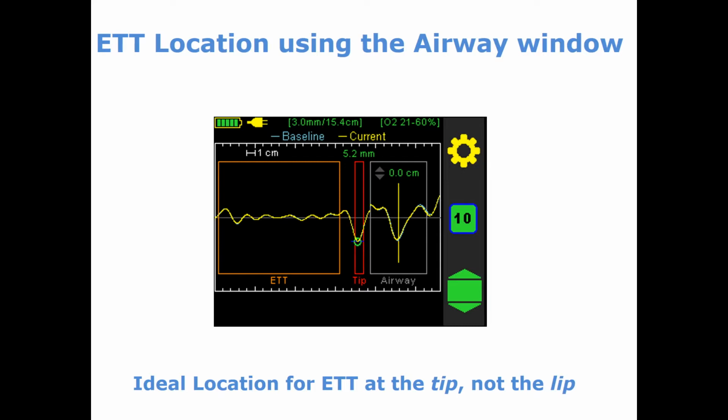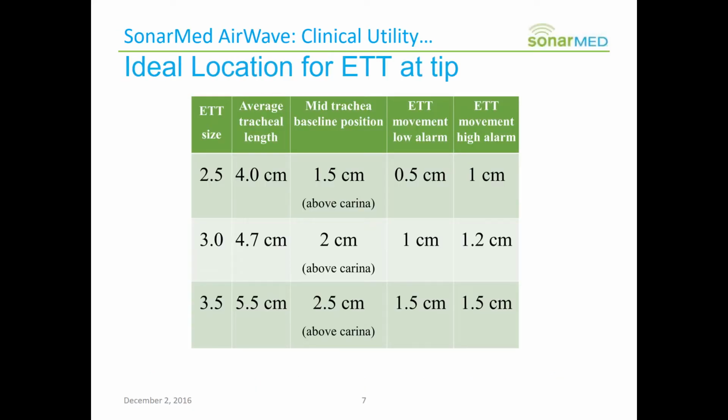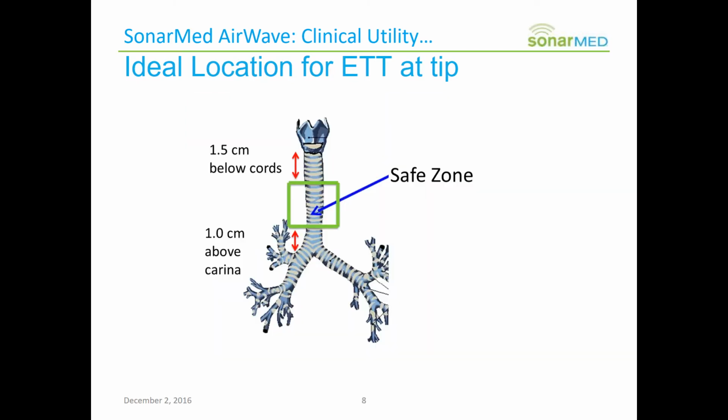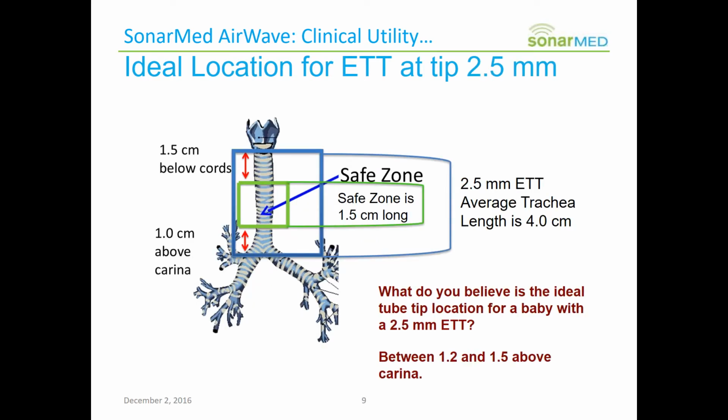So how do we know what an ideal position is? Again, we're going to use our average tracheal lengths to discuss what is ideal. Where do I want the tip of my endotracheal tube? And let's start with what we call the safe zone. Literature will say that the tip of the endotracheal tube really needs to be at least 1 centimeter above the carina and 1.5 centimeters below the cords. That gives us a safe zone. But the safe zone is going to be a different length for each size trachea. So let's start with the 2.5.